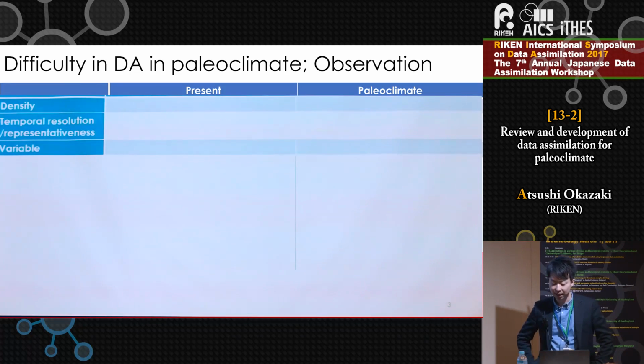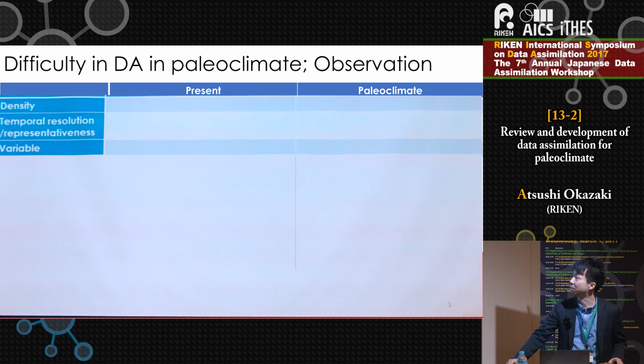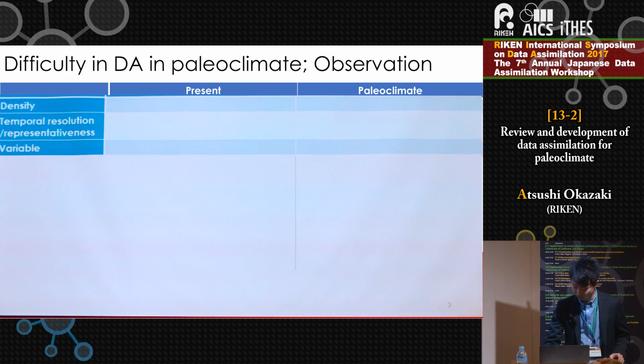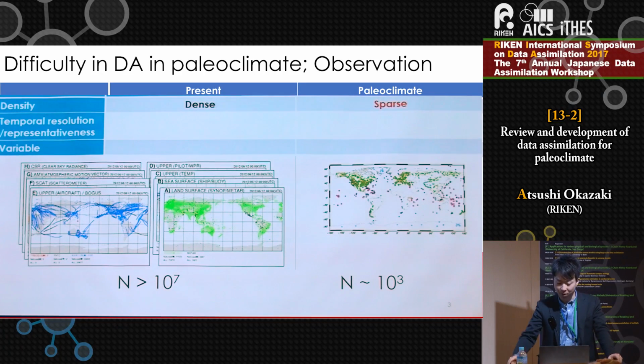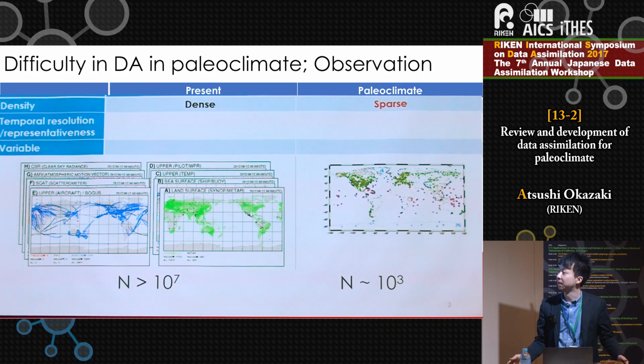However, applying conventional data assimilation used in weather forecasting to paleoclimate is not easy because of the difference in the observations. This slide compares the observations for present-day weather forecasting and paleoclimate. First, the density. These maps compare the observation points for the present day and paleoclimate, and the numbers show the number of observations for each. You can see that the amounts are totally different.